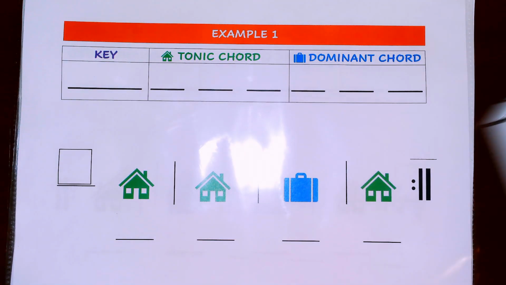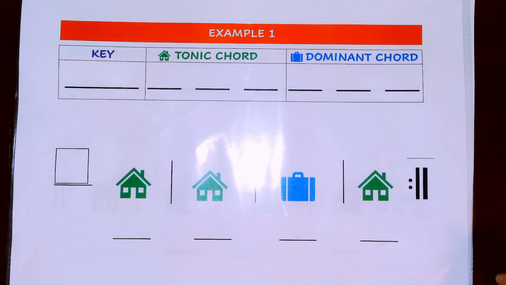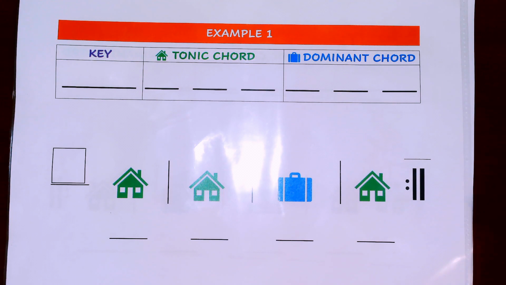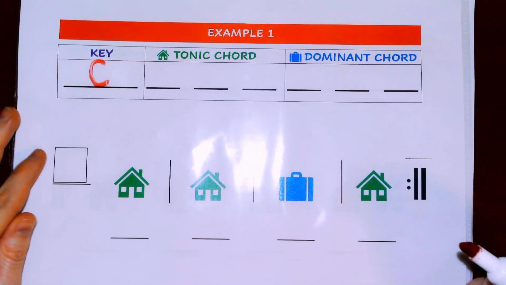Anyway, so here is our first example. Let's say I'm teaching a student the key of C, and I'm teaching them the tonic and the dominant chord in the key of C. So what I do is I'd put this out on the piano and then we'd fill it out together. The student will say, okay, I'm in the key of C major. So we write key of C major.